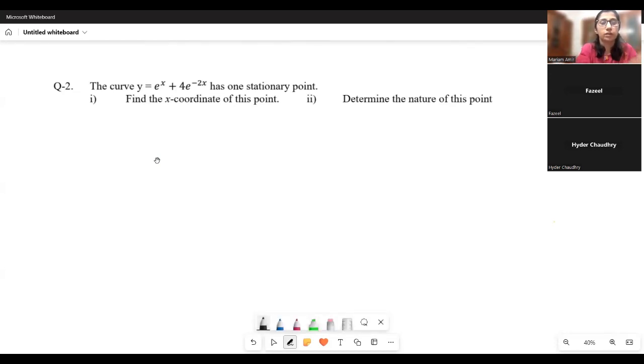Alright. Question number 2. The curve y is equal to e power x plus 4 power e power minus 2x has one stationary point.